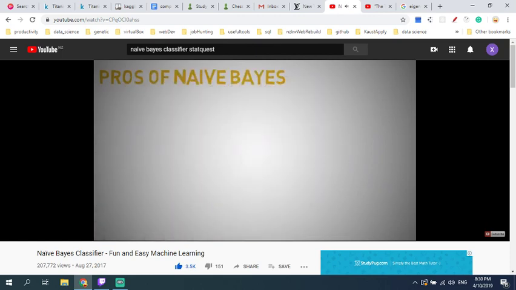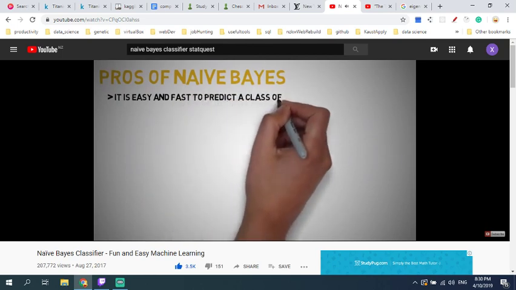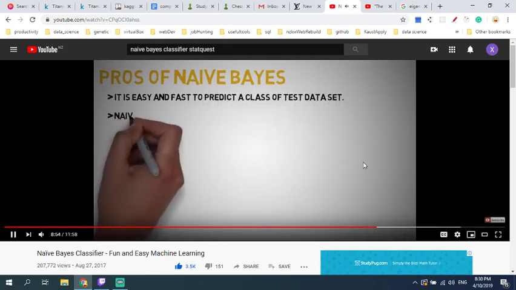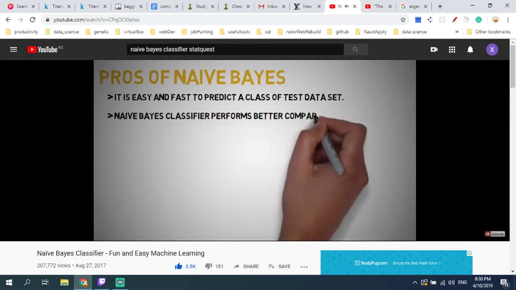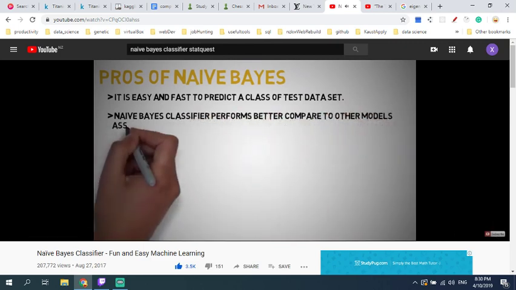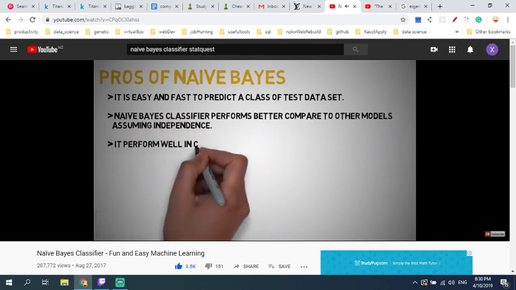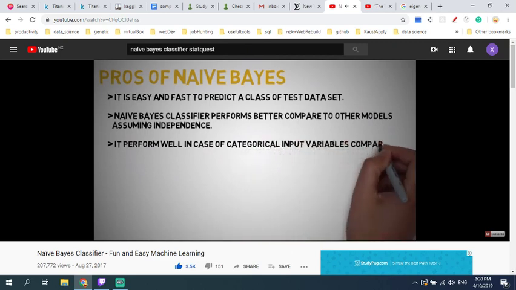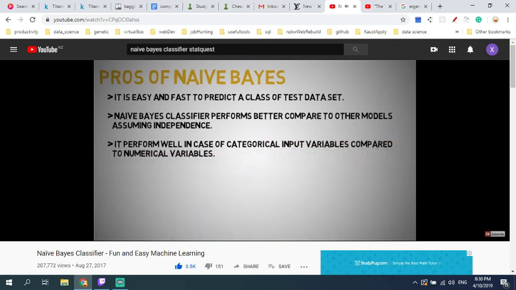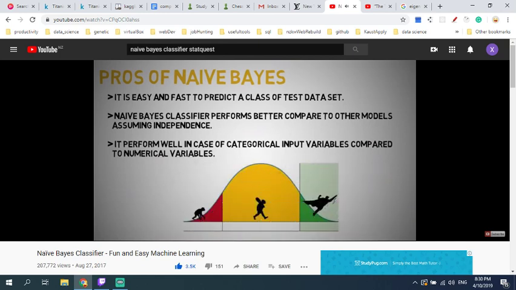It is easy and fast to predict a class of its dataset. It also performs well in multi-class predictions. When the assumption of independence holds, a naive Bayes classifier performs better compared to other models like logistic regression and you need less training data. It performs well in the case of categorical input variables compared to numerical variables. For numerical variables, normal distribution is assumed, or a bell curve, which is a strong assumption.